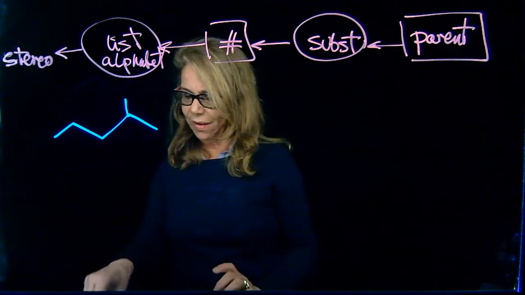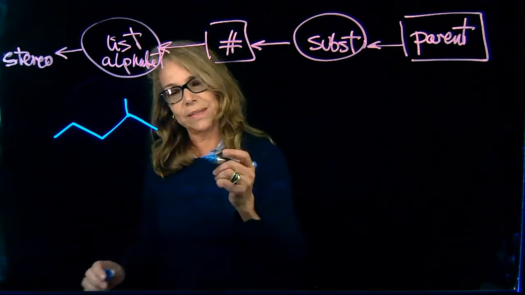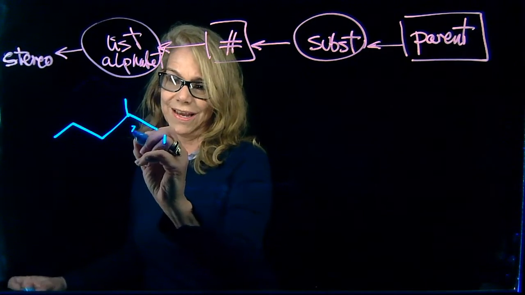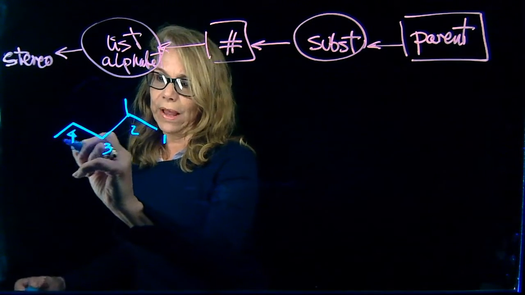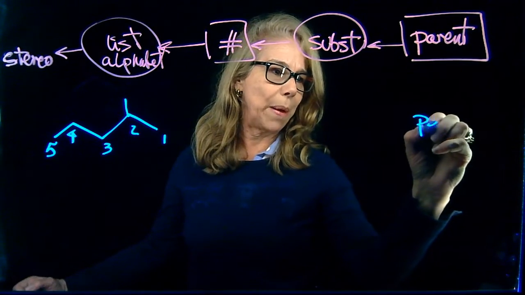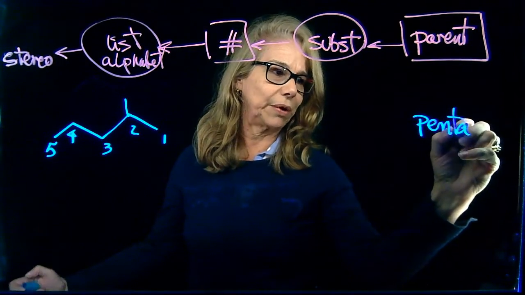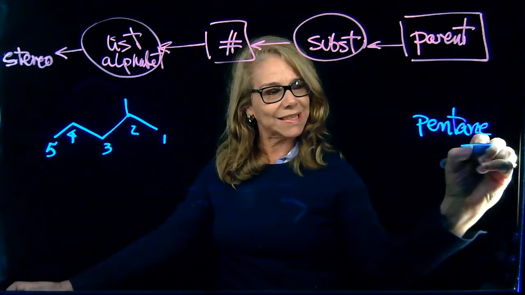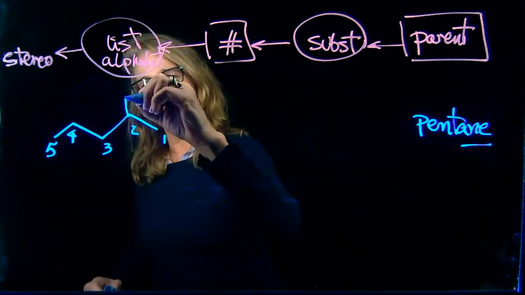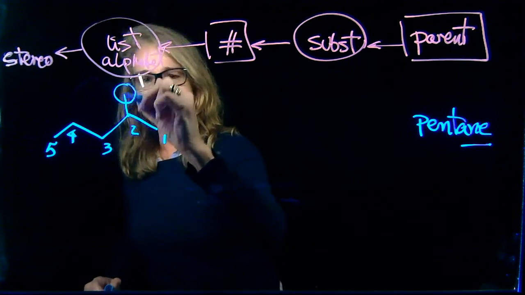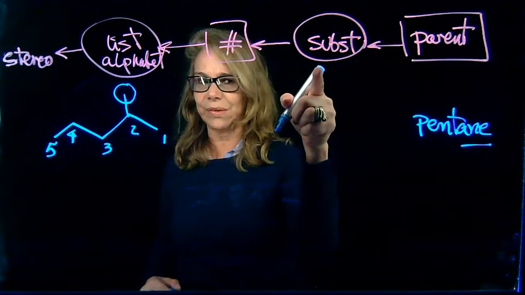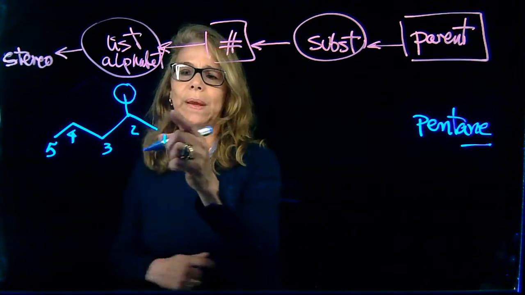So first thing we said, we identify the parent chain, and here the longest chain has 1, 2, 3, 4, and 5 carbons. So that is, and I write it here, pentane, remembering that the termination for alkanes is A and E. Now, I see I have one substituent here. That substituent has 1 carbon, so that is a methyl. So that's the name of the substituent. So it is methyl pentane.